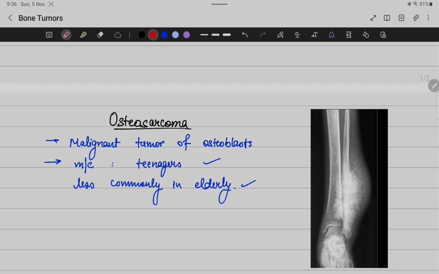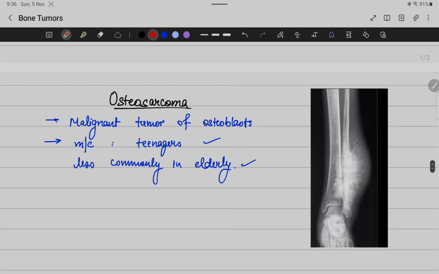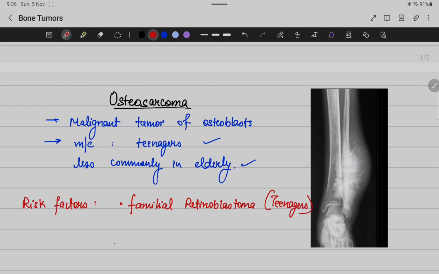There are certain risk factors associated, which include your familial retinoblastoma, which is associated with increased incidence in teenagers, and other risk factors include Paget's disease and radiation. These risk factors are associated with increased incidence in elderly.